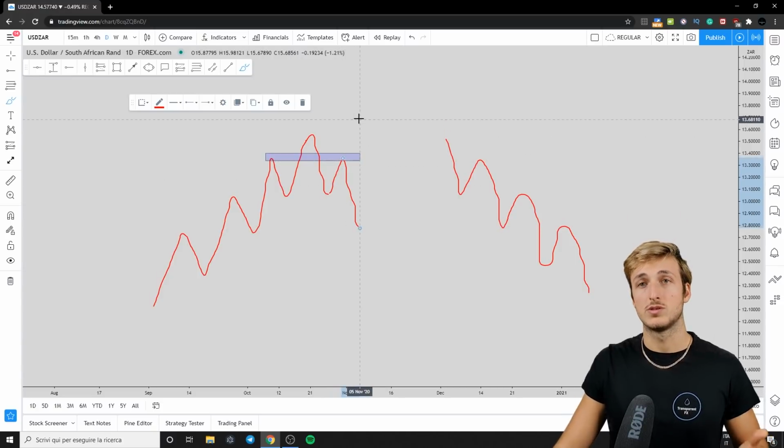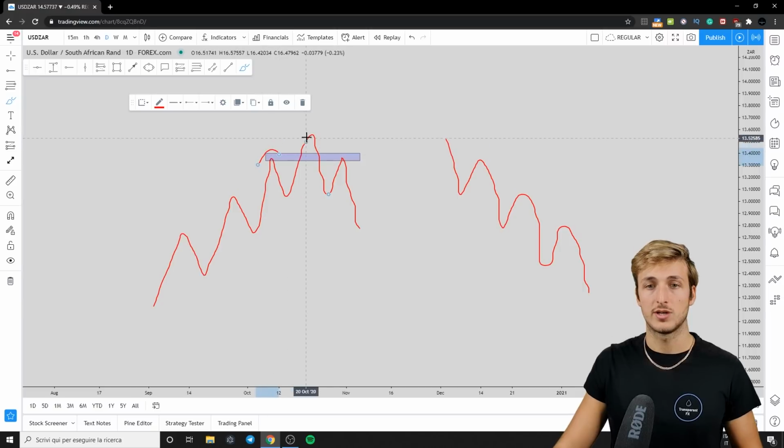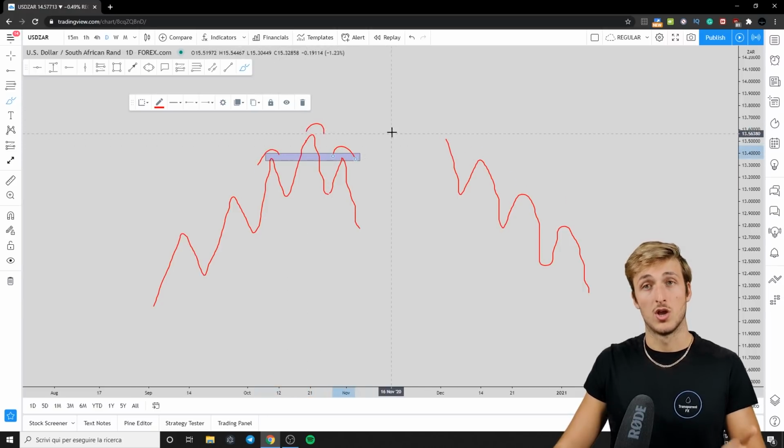And this is one of the most famous patterns in the market, which is the head and shoulders. Left shoulder, head, and right shoulder. Why does the market create head and shoulders patterns?